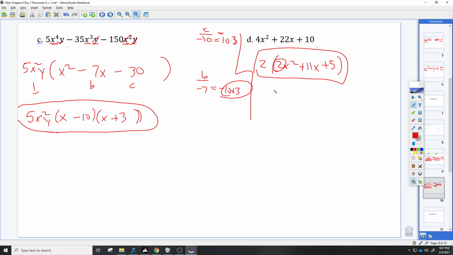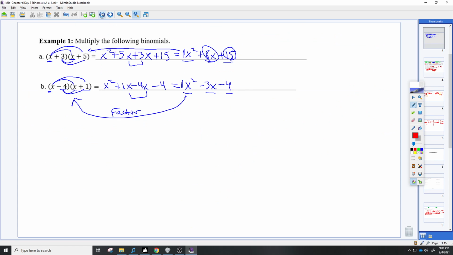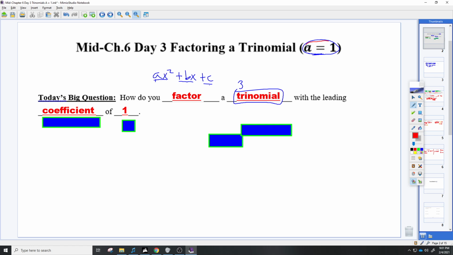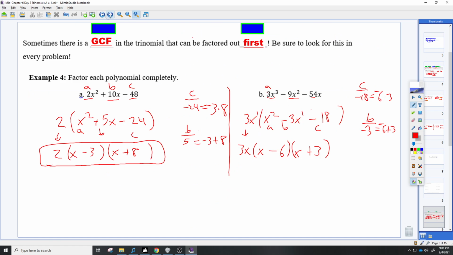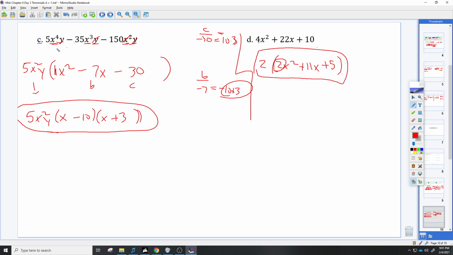So again, it's very important that you realize that you cannot continue doing this stuff over here unless the outside number on the x squared is 1. That's why it says in the very beginning of this lesson, trinomials with a equals 1. If you don't have that, you can't do it. So every other problem that we just did before that was able to become a 1 by factoring out that front number. We factored out a 2 there, we factored out a 3 here, and then we factored out a 5 here to make it 1x squared.